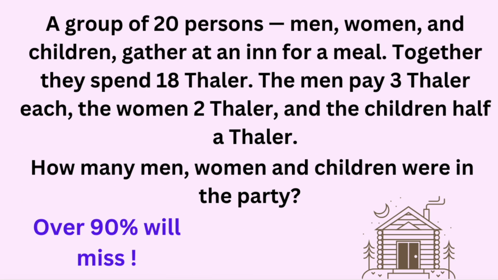What it is: we have a group of 20 people, men, women, and children, going to an inn for a meal, and together they spend 18 thaler. The men pay 3 thaler, the women 2 thaler, and the children half a thaler. And the thaler was a unit of currency. It was basically like a silver coin back in the day. So the question is, how many men, women, and children were in the party? Let me present what I think would be a pretty clear solution.